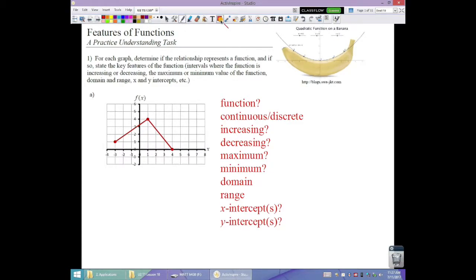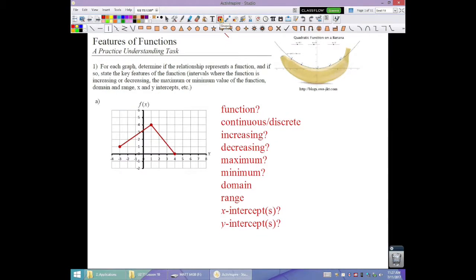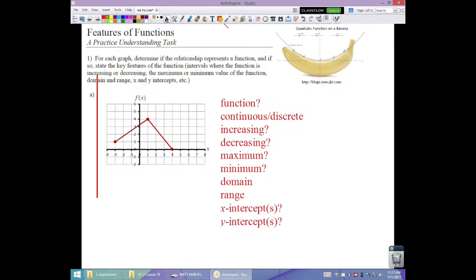Well, when we look at a graph trying to decide whether or not it is a function, the simplest way to determine that is the vertical line test. So a vertical line passing across the graph never hits two or more points. Therefore, yes, this is a function.